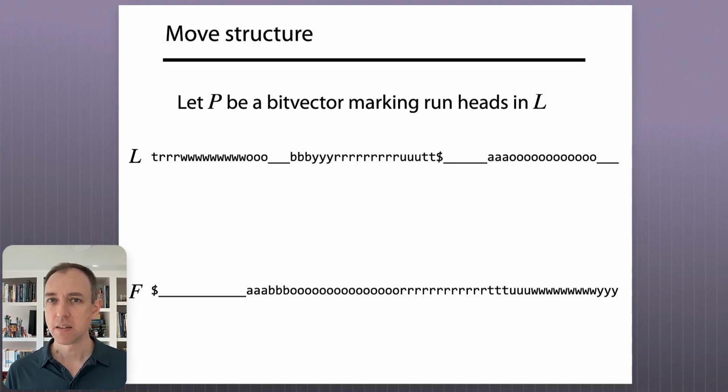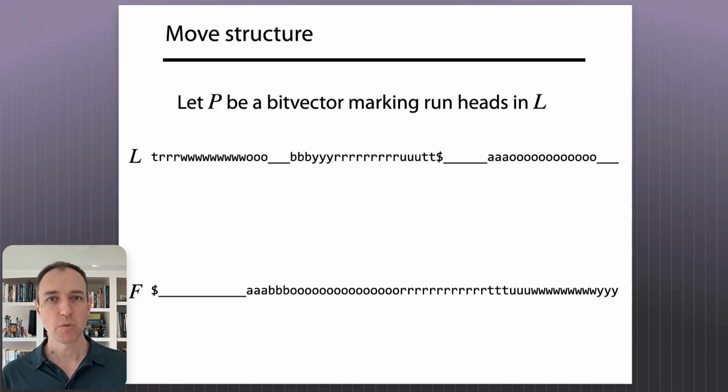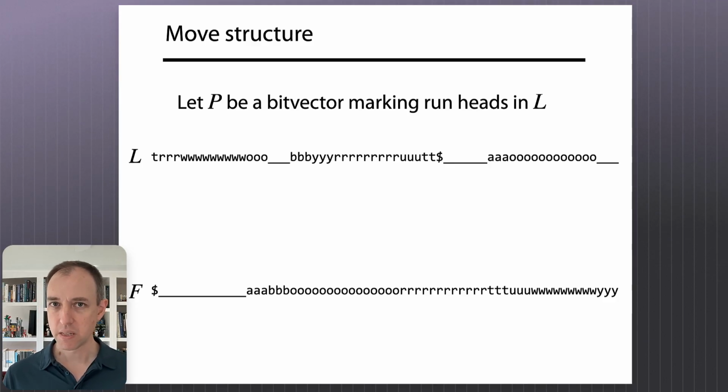What is this thing? How do we actually write down a move structure? Okay, well, let's do it. The move structure is going to, in some sense, just be representing exactly those parallelograms that I wrote on a previous slide, plus some useful information. Okay, so step one: here's our L and our F, just like we were showing on the previous slides. We know that we can think of the LF mapping as parallelograms connecting the runs of L to their counterpart runs in F.